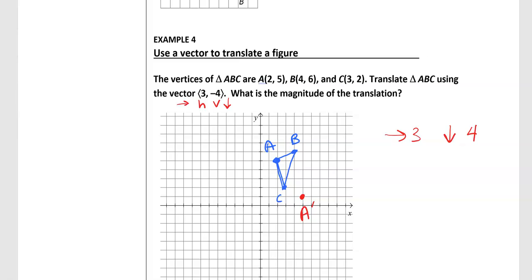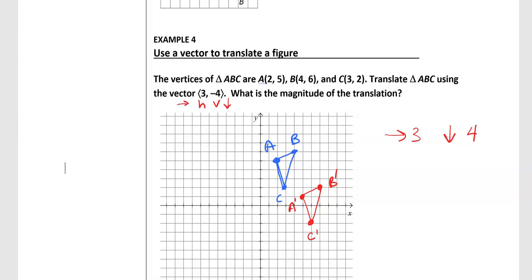So I'm just going to repeat that for the other 2 points. So for B, I'm going to go over to the right, 1, 2, 3, and then 1, 2, 3, 4. I'm going to move this name over a little bit, so that's going to be B prime. And then to get C prime, I'm going to do the same thing, over 3, 1, 2, 3, 1, 2, 3, 4. So we have just translated it to the right and down.